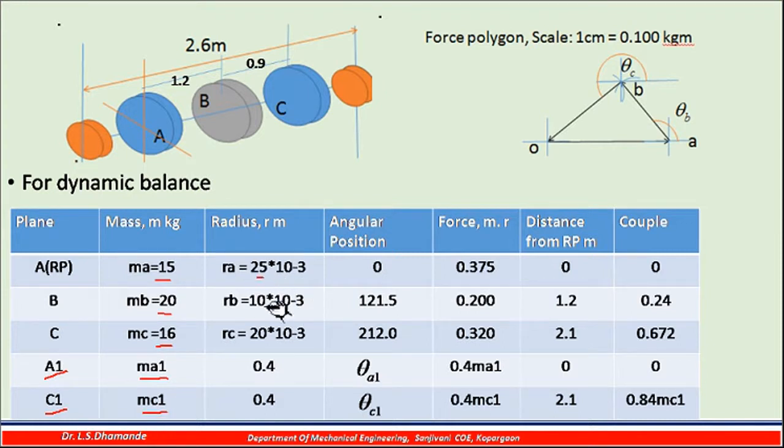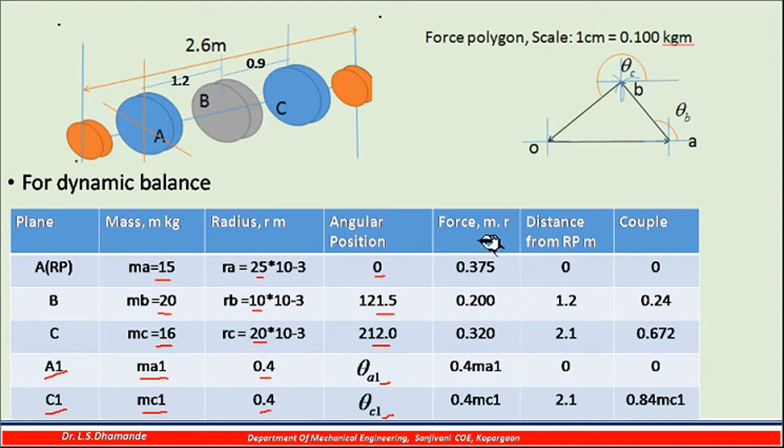So these are the radii for pulley A, B and C, and this is the radius given at which you can attach the mass on the pulley A and on the pulley C. Now the angular position of the first plane is 0, which we have considered, and we found it to be 121.5 for the B pulley, and for the C pulley it is 212. And these angular positions you have to find out, at which location you have to mount these masses MA1 and MC1. So these are the unknowns, 4 unknowns.